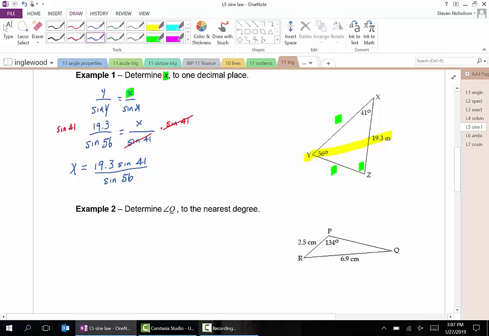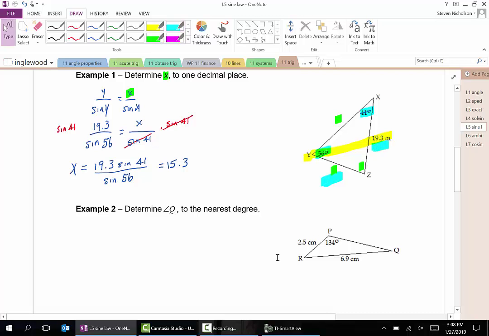And if you push those buttons in your calculator, you're going to get 15.3. Now again, you have to ask yourself, does this make sense? Always ask yourself that. And I would say it does make sense because 41 is less than 56. So this angle right here is less than this angle. Therefore, this side, the one we're looking for, has to be less than that side.